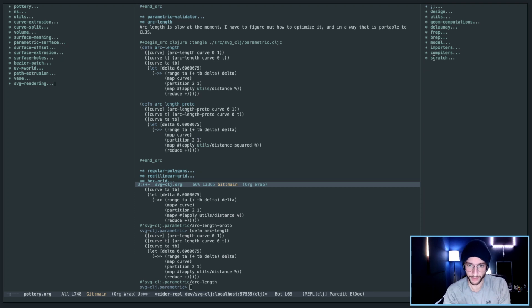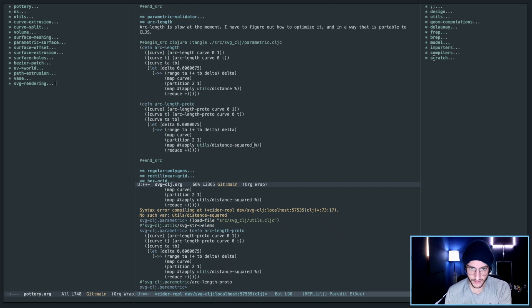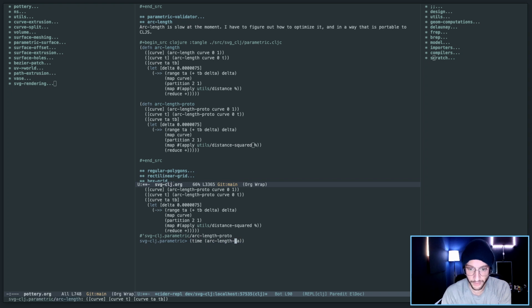This is not going to work because I have to reload the file source svg clj utils. Right, so if I time arc length proto, it's going to give the wrong answer. It's also not very fast, so that didn't really change anything. I'll be honest, I'm a bit surprised by that.